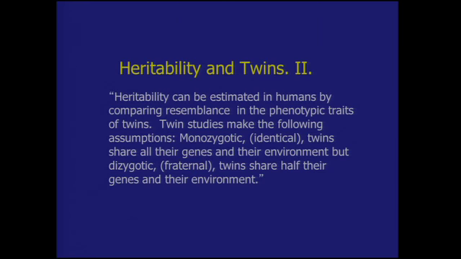Heritability can be estimated in humans by comparing resemblance in the phenotypic traits of twins. And you've all heard of twin studies probably. They make the following assumptions: that monozygotic or identical twins share all of their genes and their environment, which may or may not always be true. And it certainly isn't necessarily true even prenatally in the uterus. But dizygotic, or fraternal twins share only half their genes and all their environment, although again, that may not be totally true.